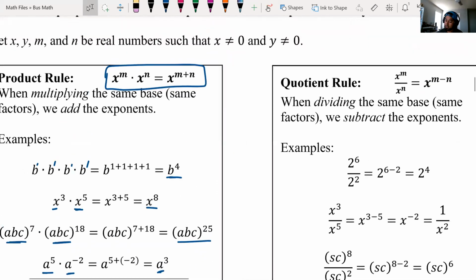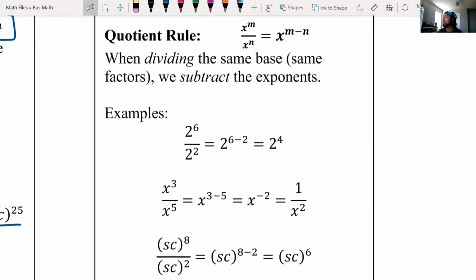Then the next rule is the quotient rule. Same base dividing each other, you will now subtract your exponents. X to the m over x to the n gives me x to the m minus n. So again, example, 2 to the 6th over 2 squared, same base, you subtract your exponents, 6 minus 2, this gives you 2 to the 4th. Again, x cubed over x to the 5th. You subtract your exponents, 3 minus 5, that gives you x to the -2, which you can rewrite by the negative exponent rule as 1 over x squared. So you can see how all these properties work together.